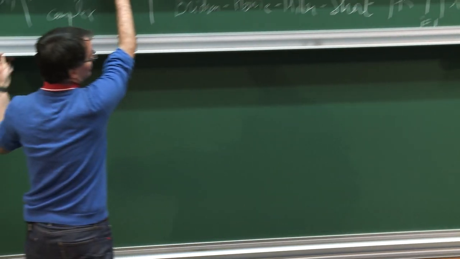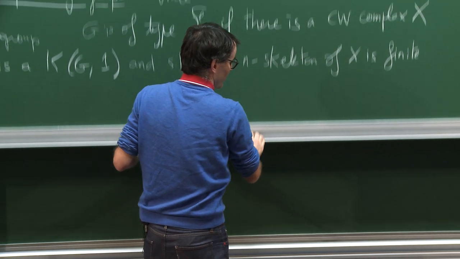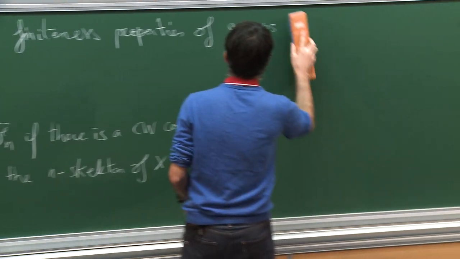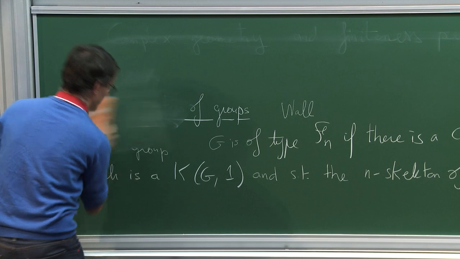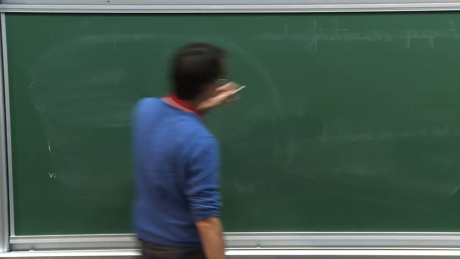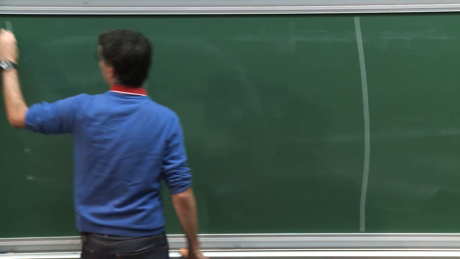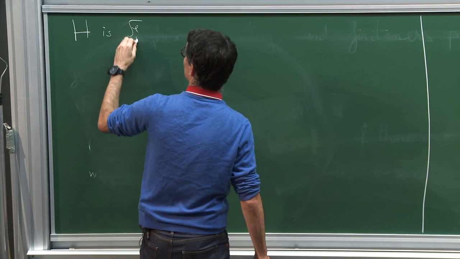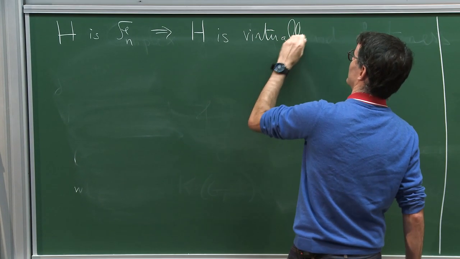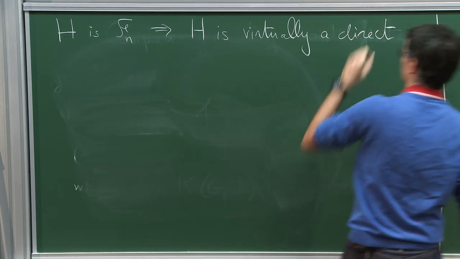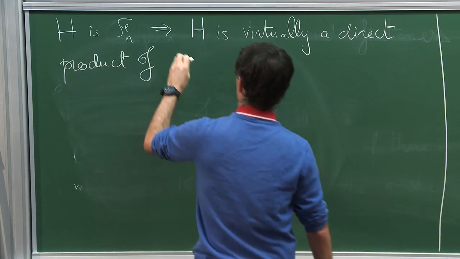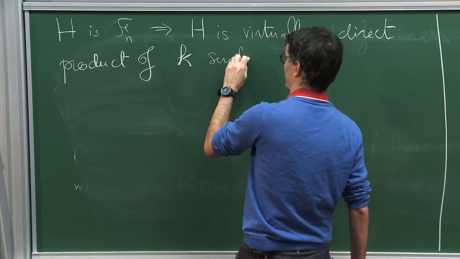They proved that if you have an H in a direct product of n finitely generated surface groups, and if it's of type Fn, well, you need a little bit less, but since I'm working with property Fn, I will state it like this. So if you have an H like this, then H is virtually a direct product of K surface groups, where K is at most n.